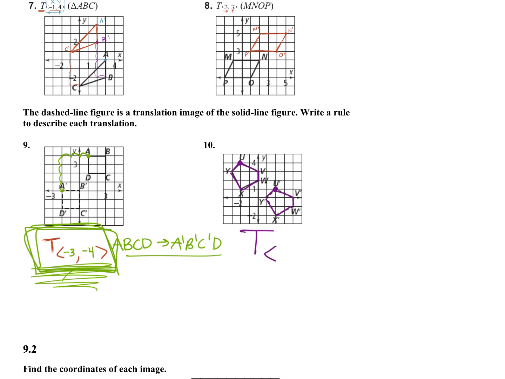And then what is it? 4, 1, 2, 3, 4 to the right. So that's 4. 1, 2, 3 down. So 4, negative 3.